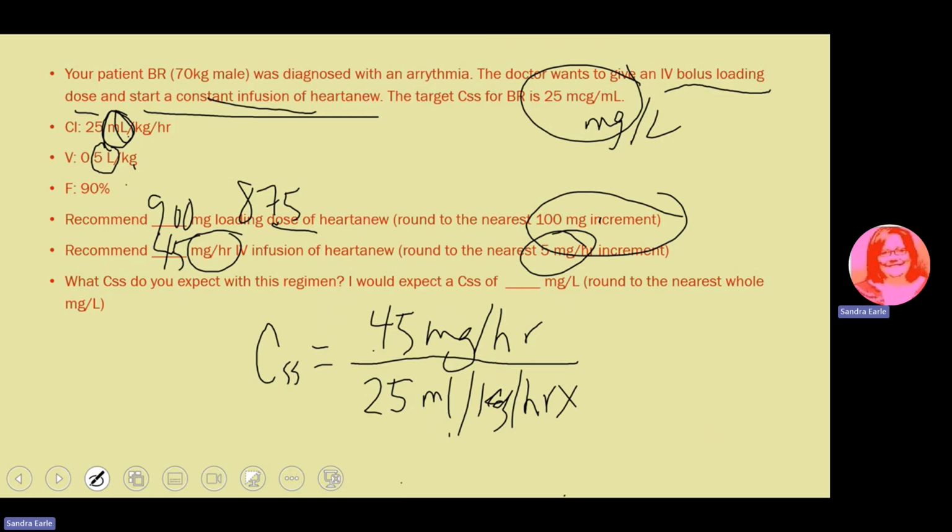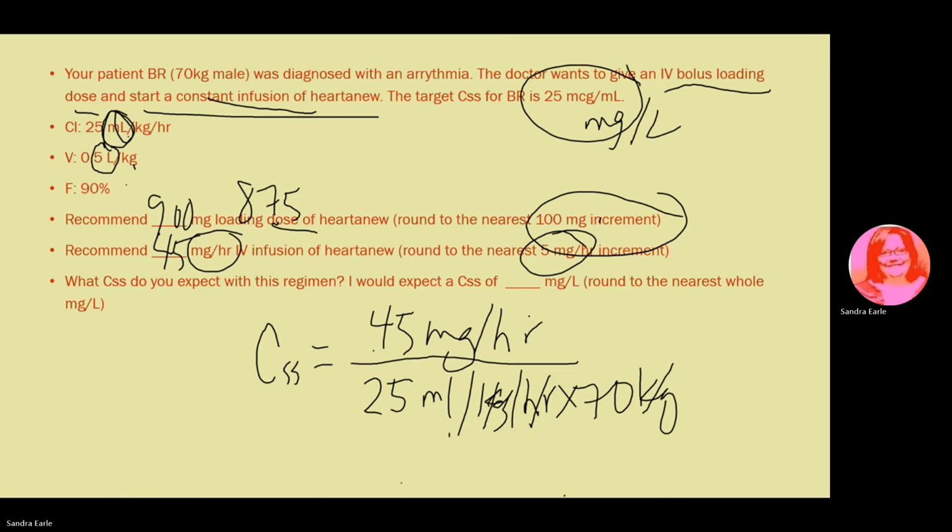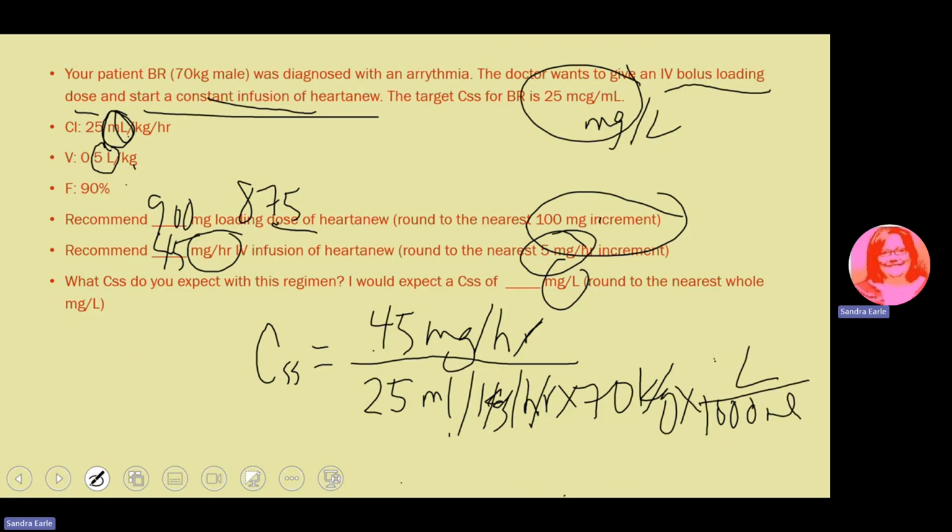times 70 kilograms. So our kilograms cancel and our hours cancel, but we'll have milligrams per milliliter. So we want to be in milligrams per liter. There's 1,000 milliliters per liter, so I'm going to multiply it times 1 over 1,000. Then our milliliters will cancel here in the denominator, and then we'll have milligrams per liter, which is what we want.